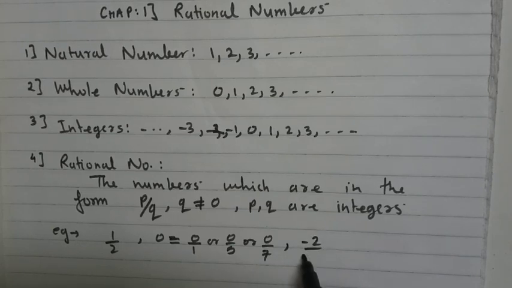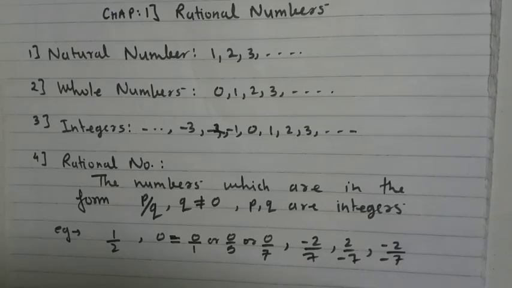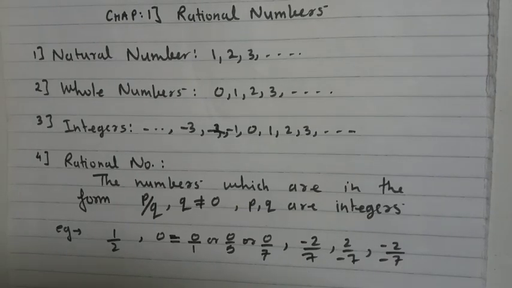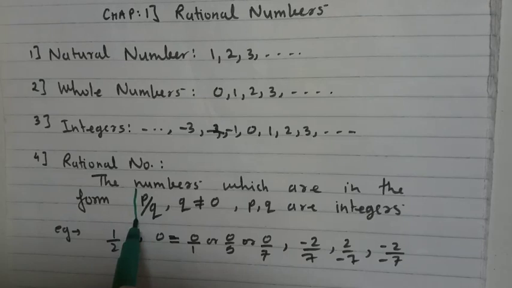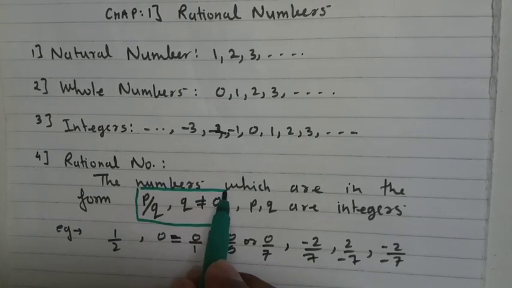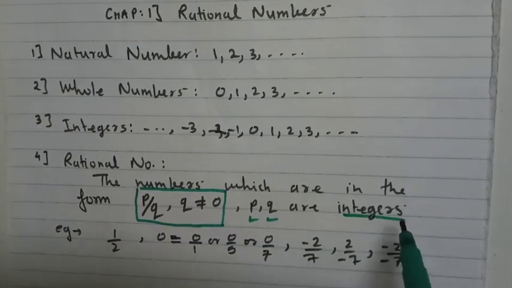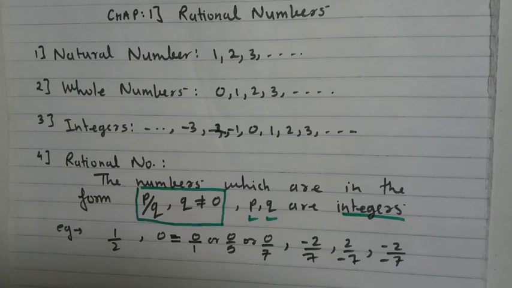I can even take minus 2 by 7, 2 by minus 7, or minus 2 by minus 7. These are all examples of rational numbers. Hope you have understood the meaning of a rational number. You simply have to focus on a number in the form p by q, where p and q are integers. This is important.